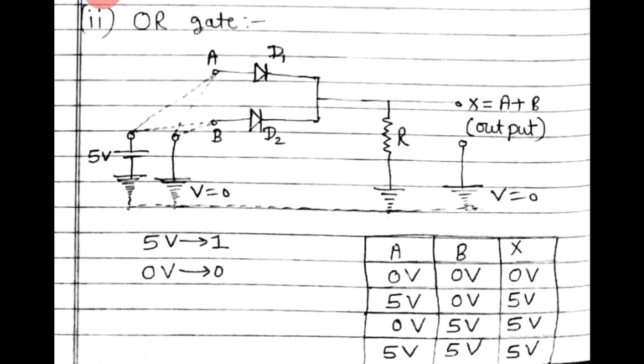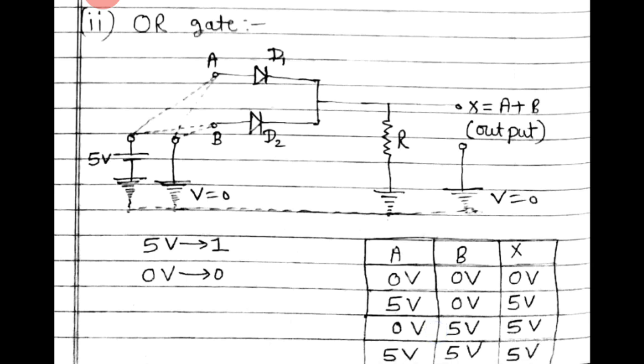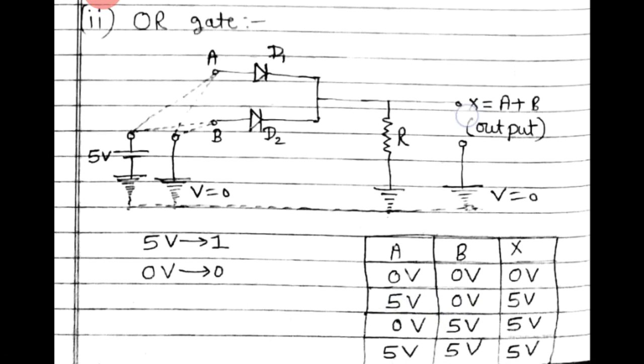Now the third case, point A 0 volt, point B 5 volt, so point X. This case is similar to the second one, so here also we can say there will be 5 volt. It can be analyzed very easily like the previous case.